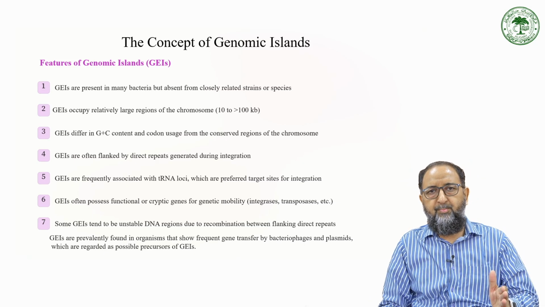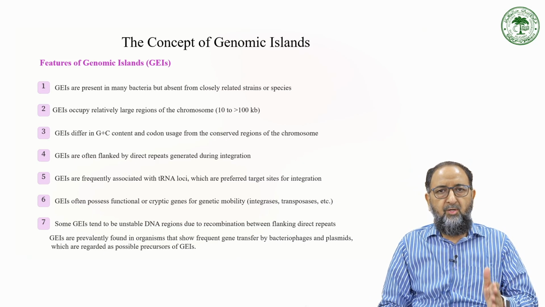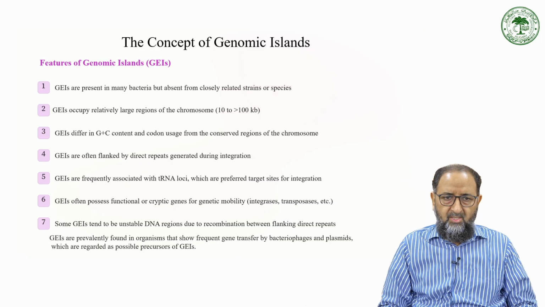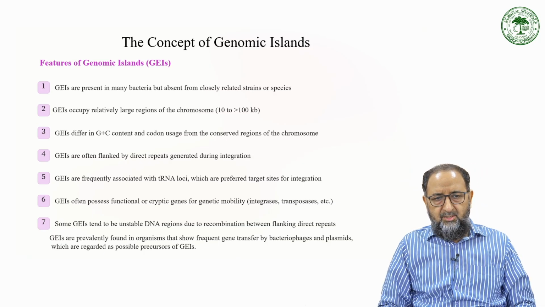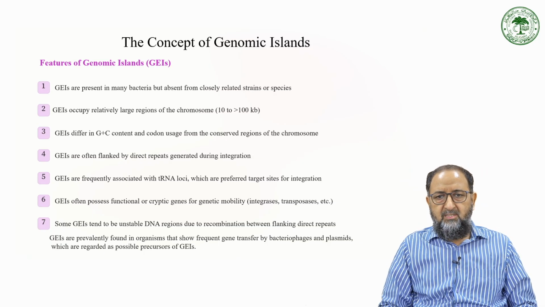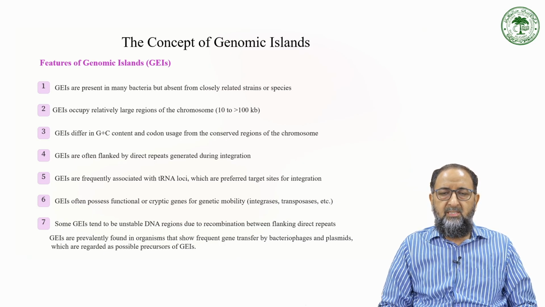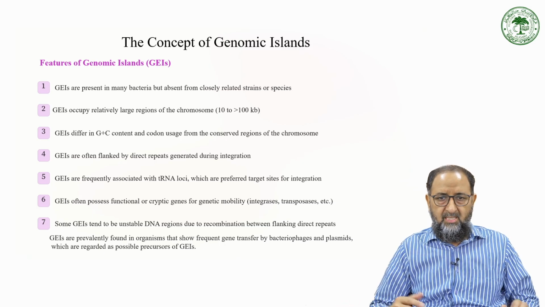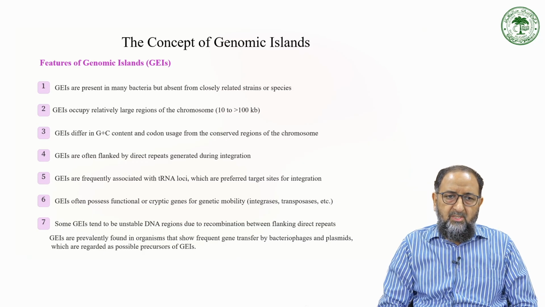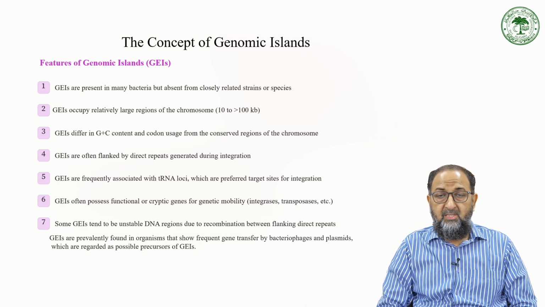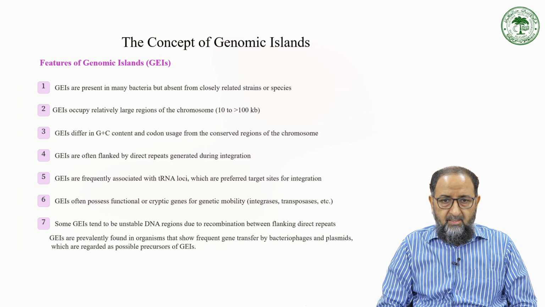and the associated gene transfer from one species, or a strain of one species, to another strain of a species. So GEI, that is genomic elements, are often flanked by direct repeats generated during the gene integration, and this integration process will occur either through deletion or through insertion, as I have just talked about. Now genomic elements are frequently associated with the tRNA loci, which are preferred target sites for the integration process.